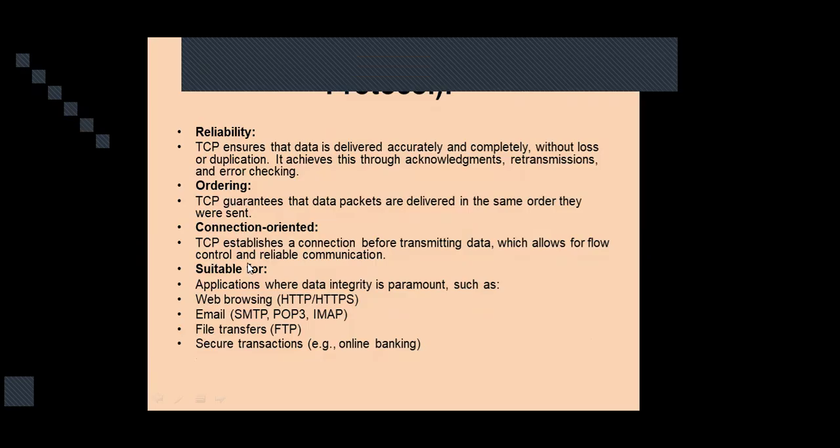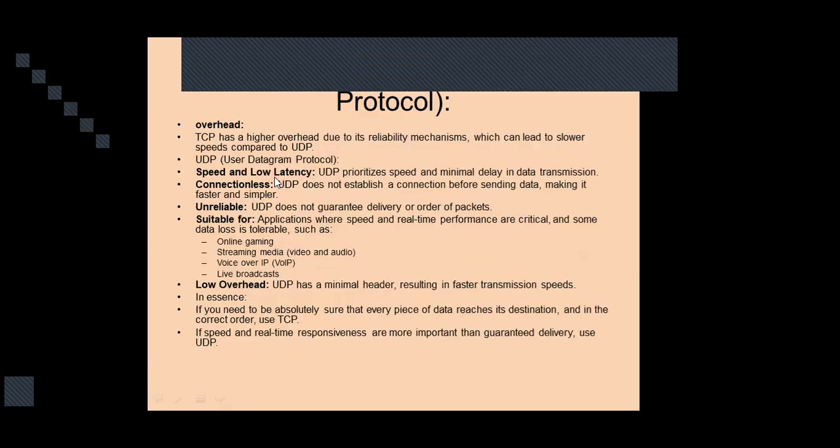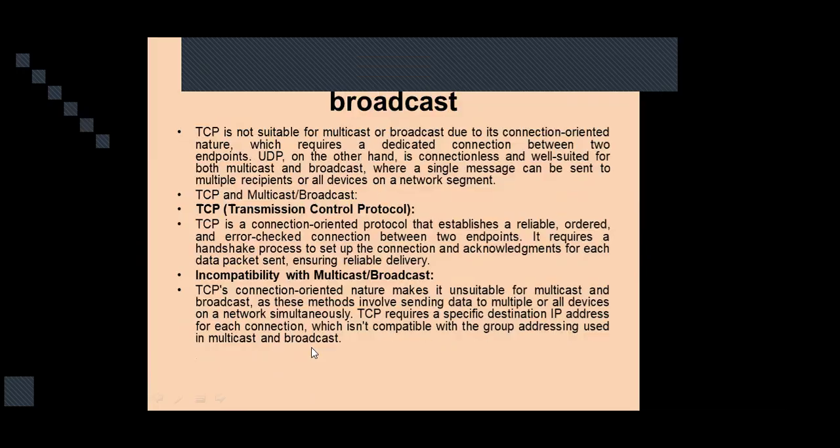Reliability, ordering, connection-oriented: all these are the properties of the protocols. Overhead, speed and low latency: UDP is connectionless, unreliable, with low overhead. TCP has a higher overhead due to its reliability mechanisms, which can lead to slower speed, compared with UDP, which has high speed and low latency, is connectionless and unreliable, and has minimal overhead.